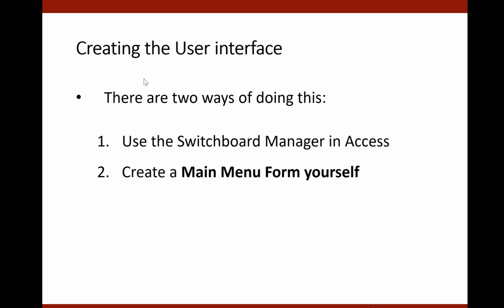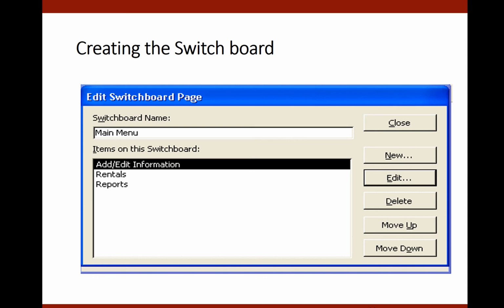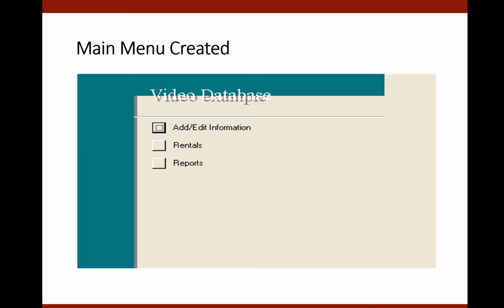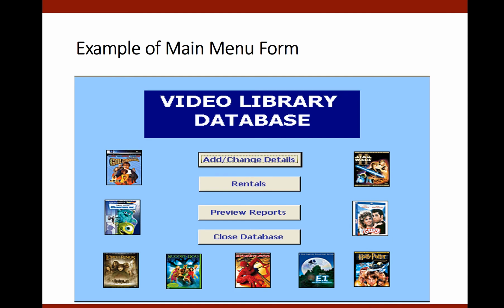So creating the user interface. You can create a navigation form or a main menu form using the switchboard manager in Access. Another option is to create your own main menu using an unbound form. This is an example of a switchboard, which I personally don't like, the switchboard that is generated by Microsoft Access, because it doesn't look professional and it doesn't give you an option to do more to it. It is very limited.